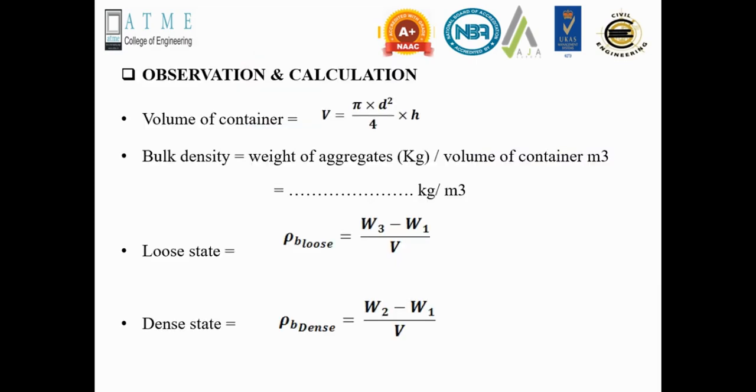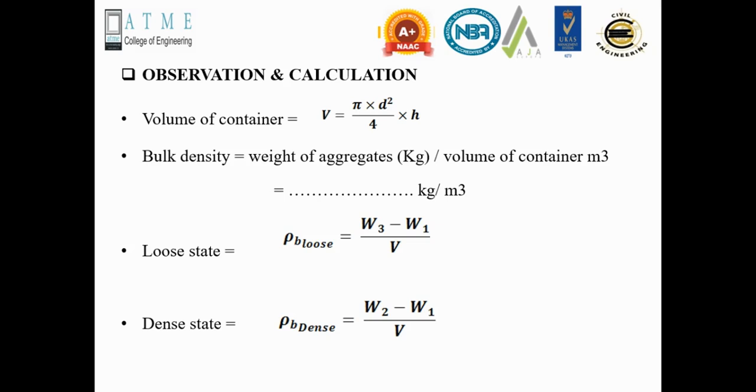For the observation and calculation, we have to note down the inner to inner diameter of the container and the inner to inner height of the container, through which we can calculate the volume of the container using the formula V equals pi d square by 4 into H. Later on, the bulk density is calculated by the formula weight of the fine aggregates divided by volume of the container. In the dense state, weight of the container plus densely filled aggregate minus the weight of the empty container divided by the volume of container gives the bulk density of fine aggregates in dense state.